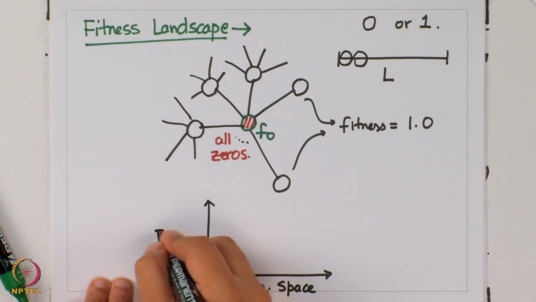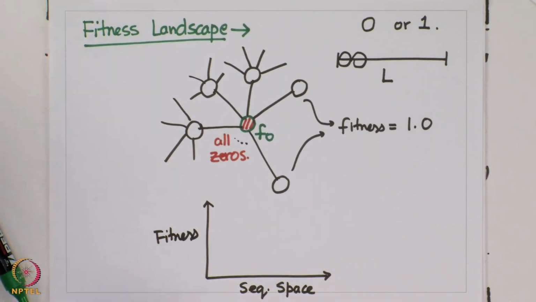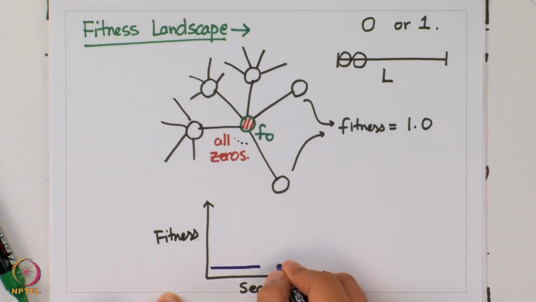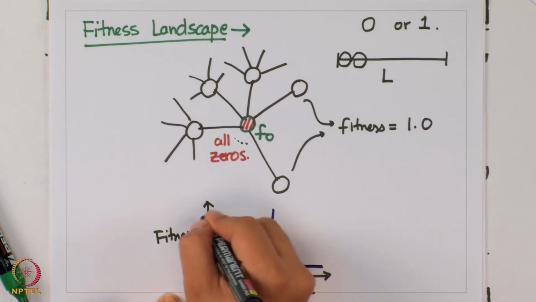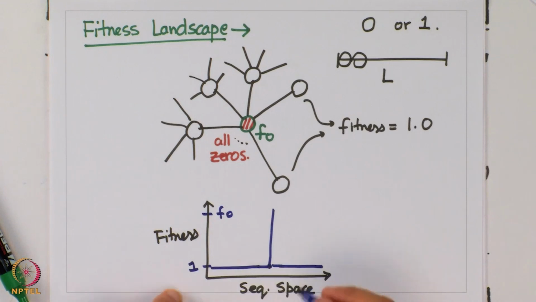Sequence space and fitness. Just for the sake of simplicity, we can just say that everything has a fitness equal to 1, but there is this one node which has a fitness equal to f naught. All right. So, now if we have this, what is the probability that when any one of these sequences replicates, the progeny is the exact sequence as the parent DNA?